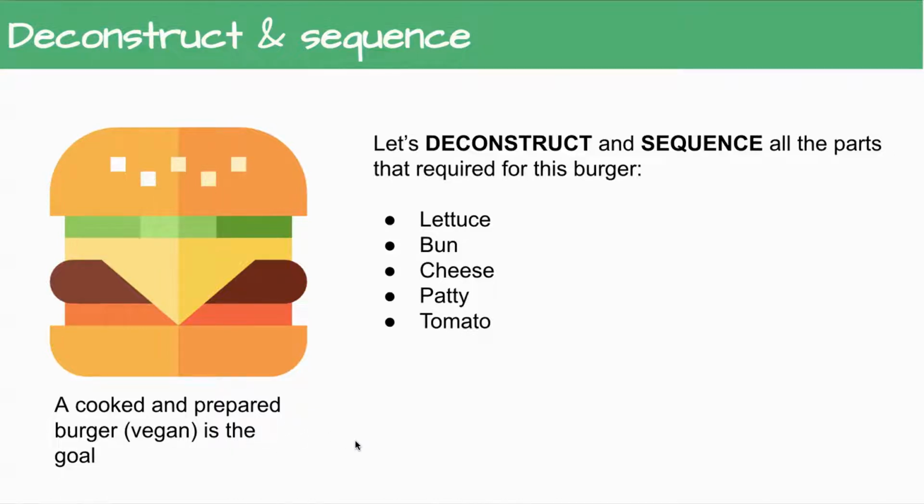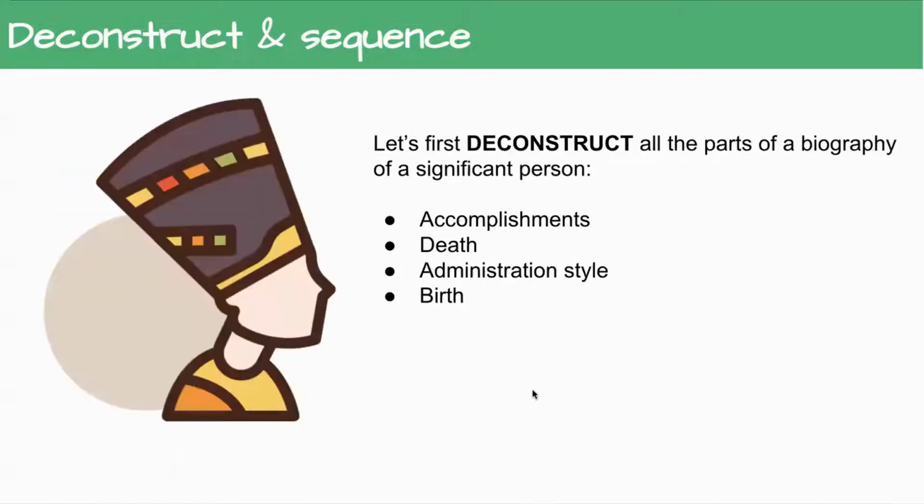And you would say, okay, let's go to all the ingredients. So we go to our refrigerator and we pull our things out. I pull out the lettuce, the bun, the cheese, the patty, and the tomato. But this is not the sequence.